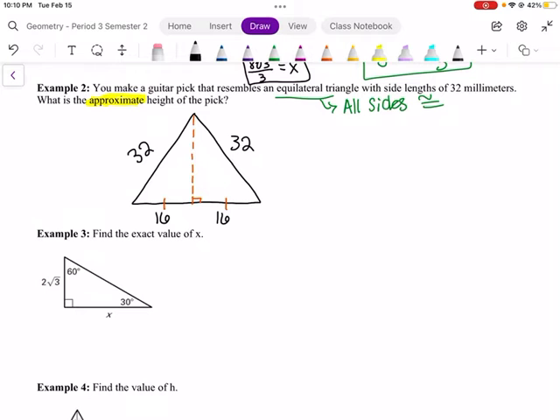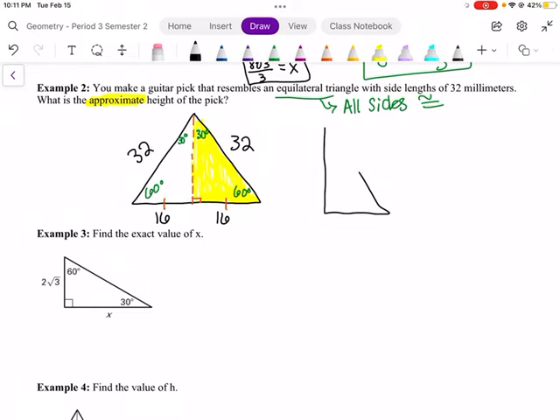Now we can figure out what the height is using our special right triangles. So in an equilateral triangle, all three angles are 60 degrees because they're equal. This median is also an angle bisector, which cuts that angle in half, which means we have a 30, 60, 90 triangle in here. Now we can use that information to find the height of our triangle.